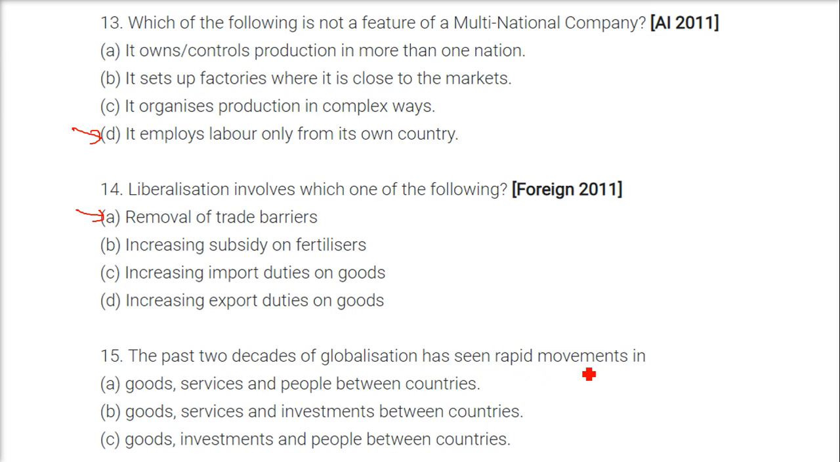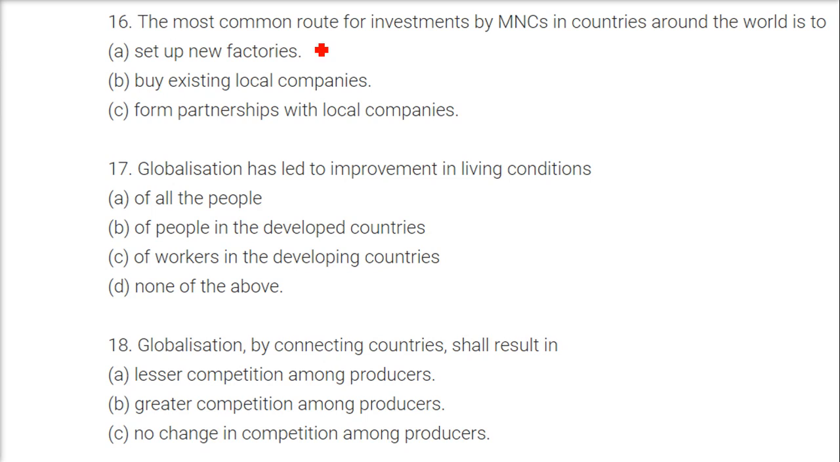The past 2 decades of globalization has seen rapid movements in. The answer is goods, services and people between countries. So goods, services and investment between countries, this also is true, but now this goods, services and people, this is quite true because it is given in the text also. The most common route for investment by MNCs in countries around the world is to buy existing local companies.